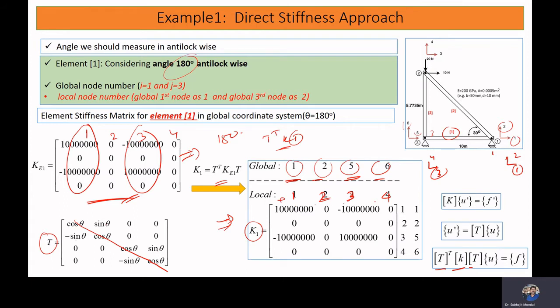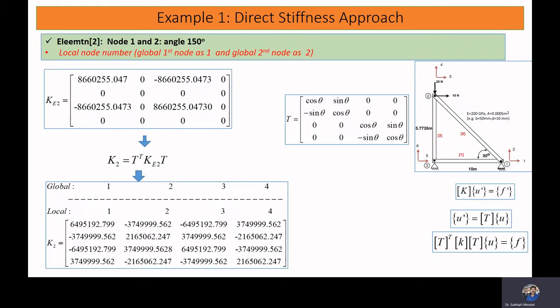And locally this is 1, 2, 3, 4. So this is basically your stiffness matrix of the first element in the global coordinate system. Now we go for the second element.